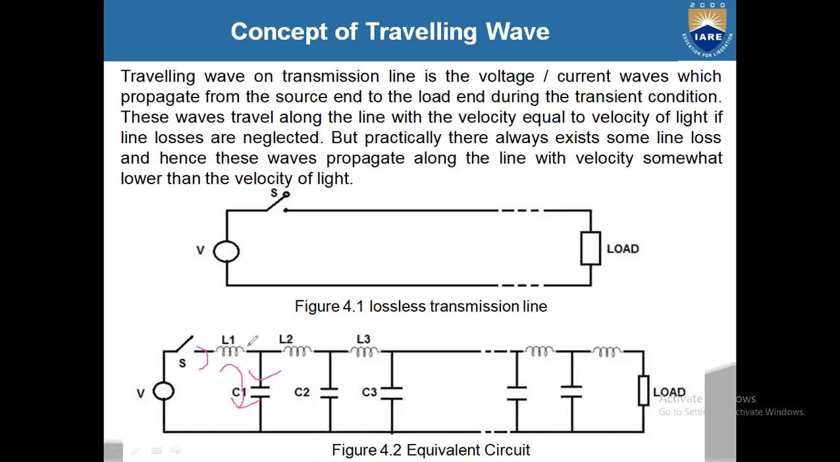So for the capacitor C1 to fully charge up to a certain voltage V, there is no flow of current in the inductor 2. Once you get some voltage level here, then this inductor will charge and this capacitor will charge. Like this, the first section will take some time, and then the next section, and then the next section, and it will continue up to the load. That means your voltage and current waves will be traveling from the source end to the load end with some velocity.